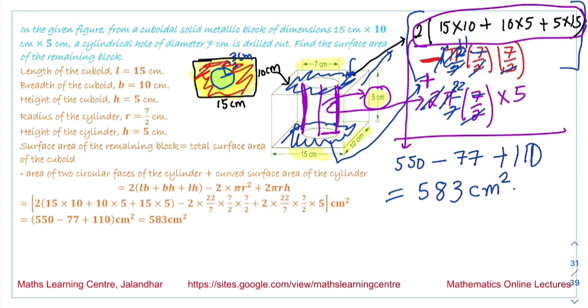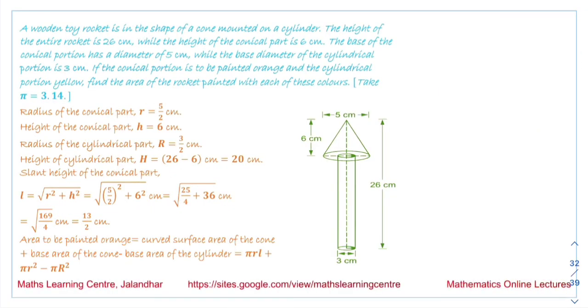Now the next question we have is: a wooden toy rocket in the shape of a cone mounted on a cylinder is shown in this figure. The height of the entire rocket is 26 centimeter, while the height of the conical part is 6 centimeters. This is the height of this conical part. The base of the conical portion has a diameter of 5 centimeter.